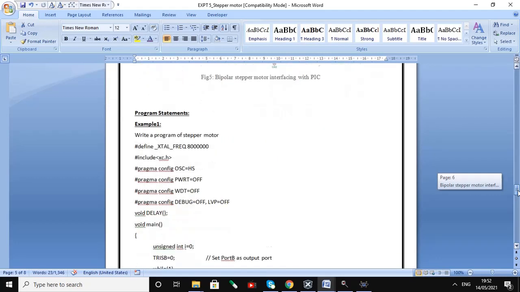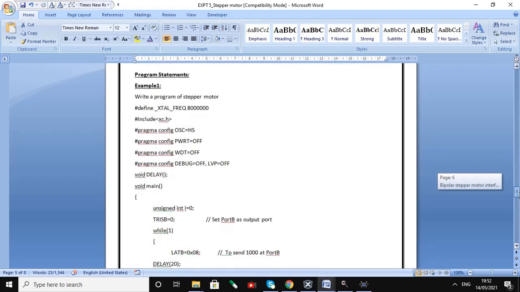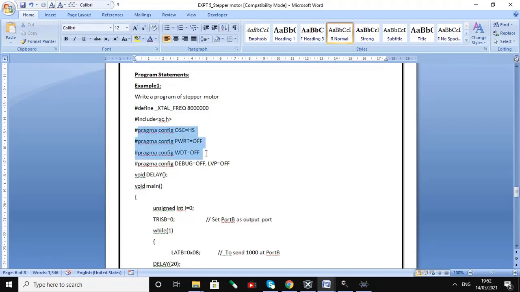Now we'll see the program. So the program statement: we'll define the program in this video, and we will execute the program in the next video. In this program, first of all, we define the crystal clock frequency as 8 megahertz. This is a required header file. These are the configuration settings which were explained in the previous video. Oscillator is HS oscillator, power on reset is off, watchdog timer is off, debug is off, and low voltage programming is off, and we are using a delay subroutine.